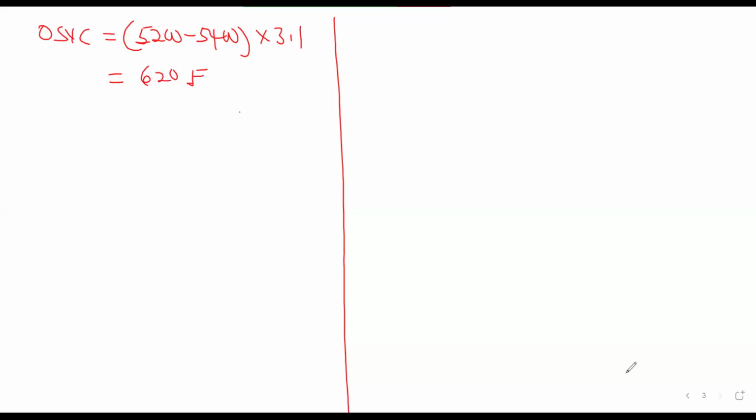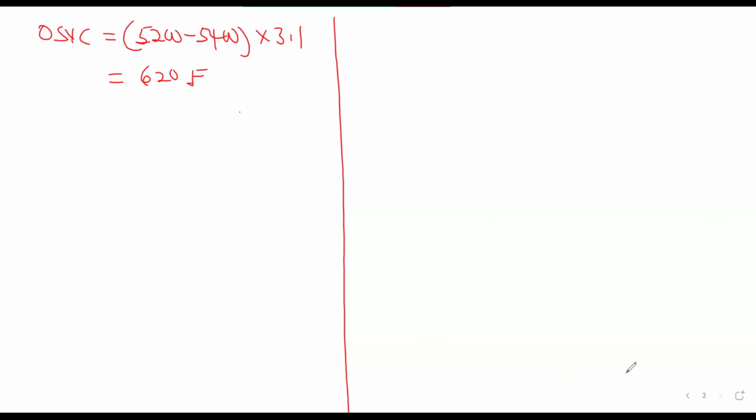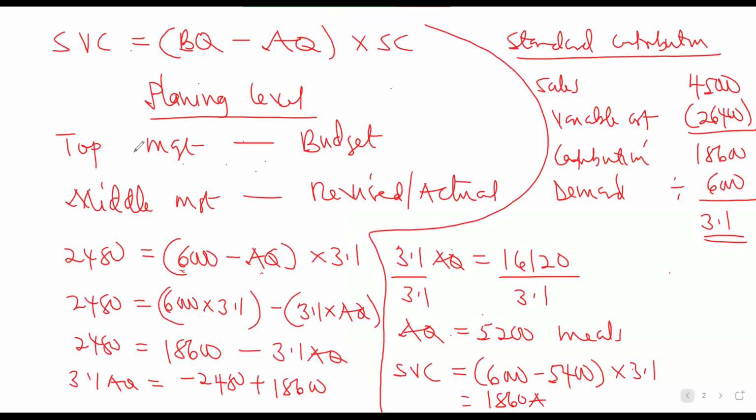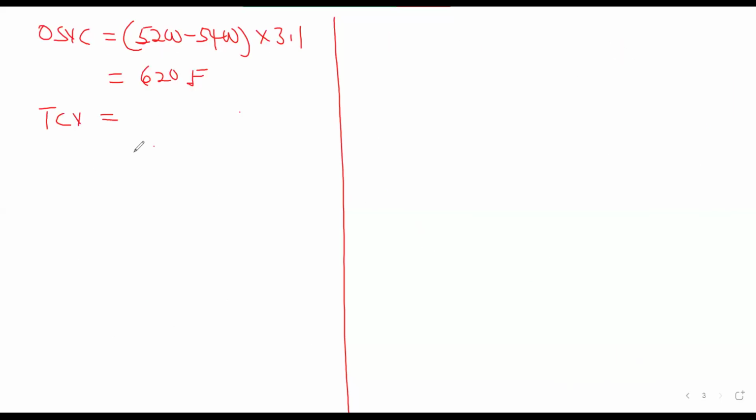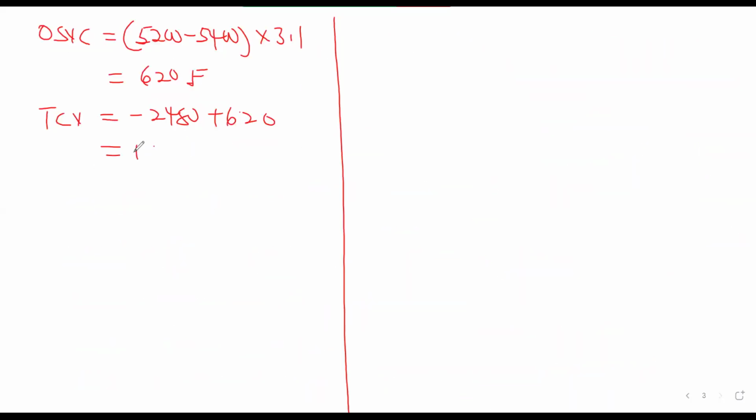Yes. But at the planning level, what did we have? We have negative, isn't it? So our total contribution variance will now be calculated like this. Total contribution variance will be the one at the planning level, which is negative 2,480, plus 620. What are you having? You should be having the 1,860.